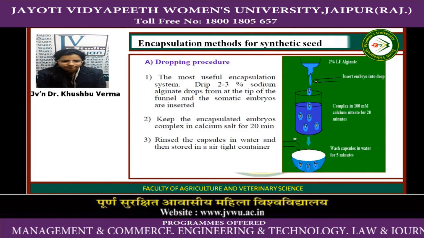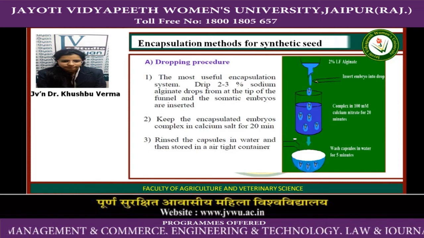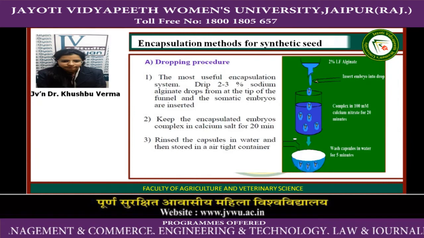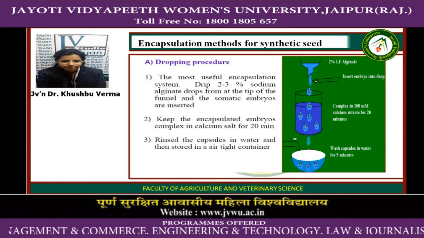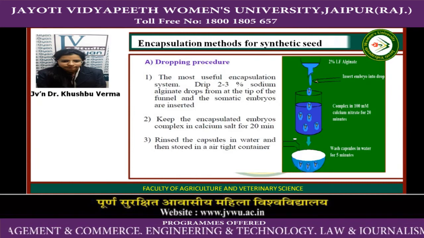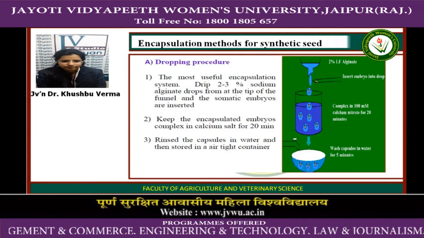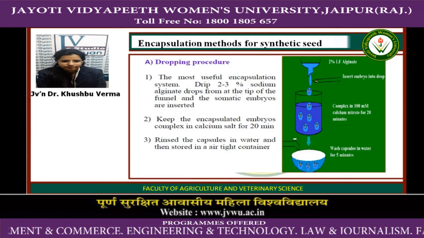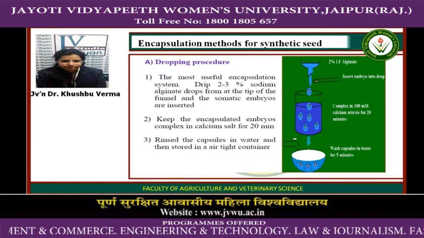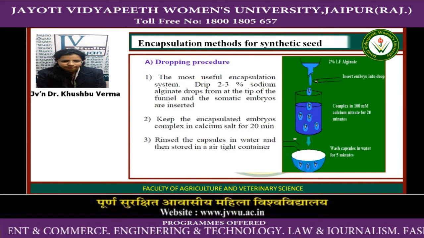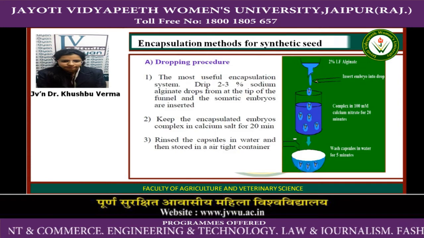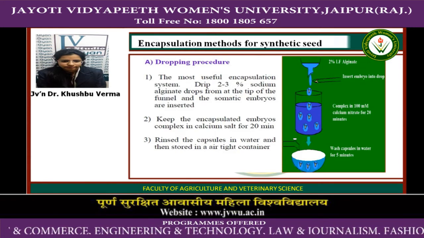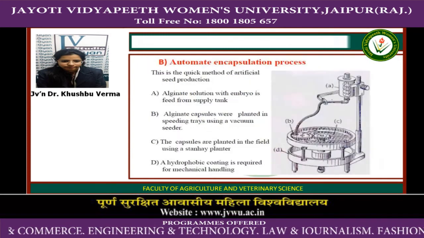First is the dropping procedure. This is the most useful encapsulation system. In this type, we drip 2 to 3% sodium alginate drops from the tip of the funnel, and the somatic embryos are inserted. In the second step, we keep the encapsulated embryo complex in calcium salt for 20 minutes, and after that we rinse the capsules in water and store them in an airtight container.